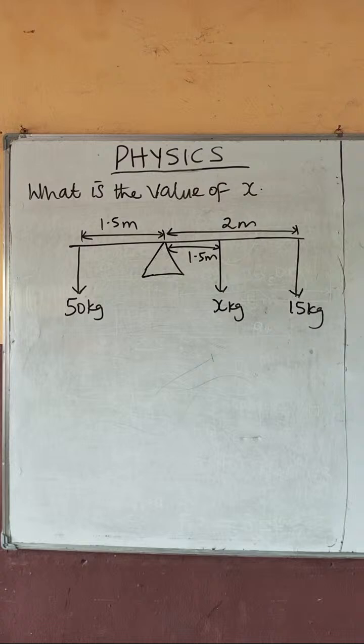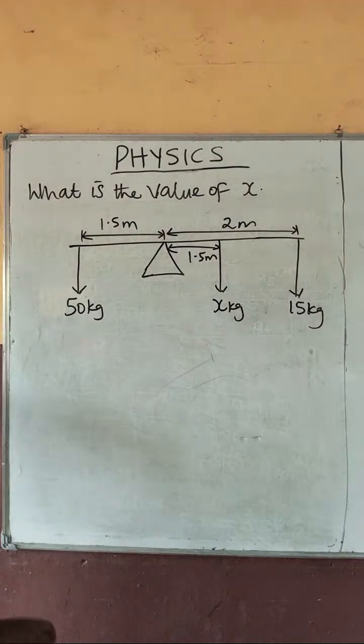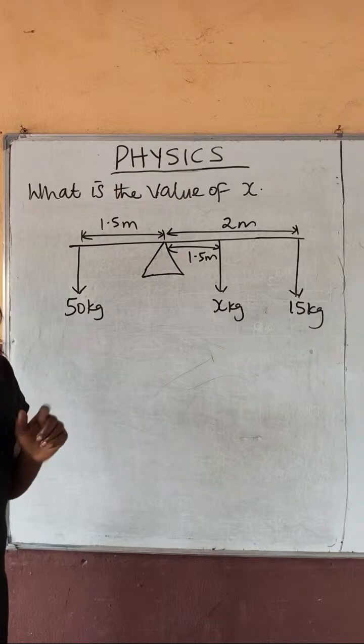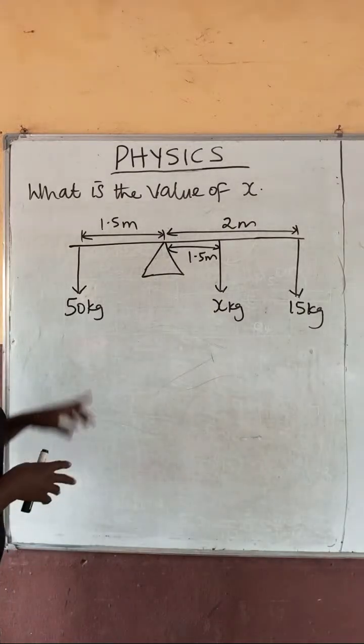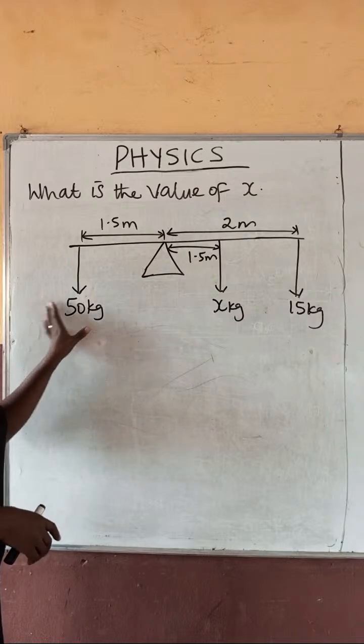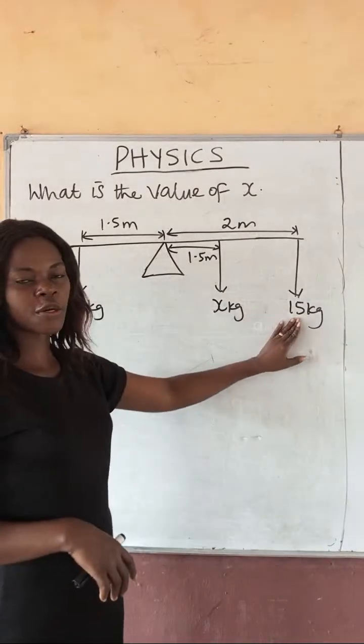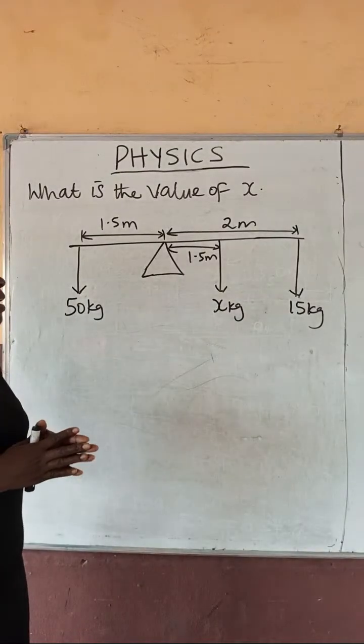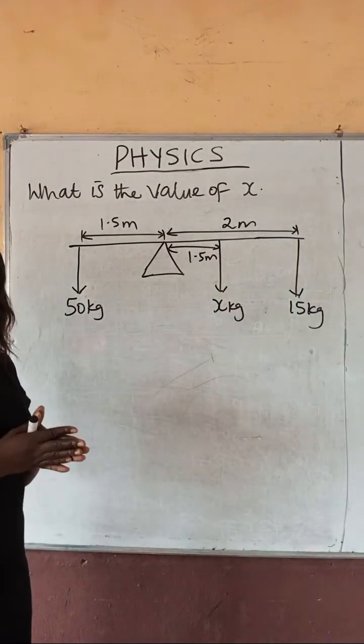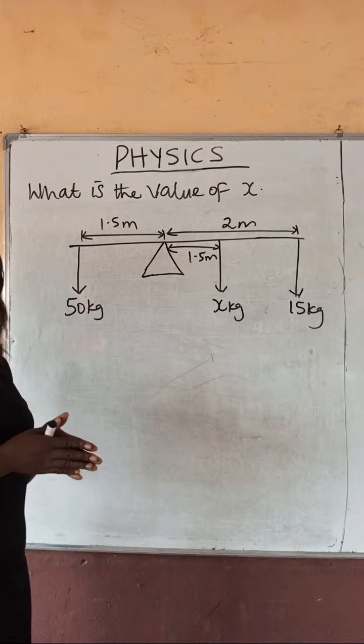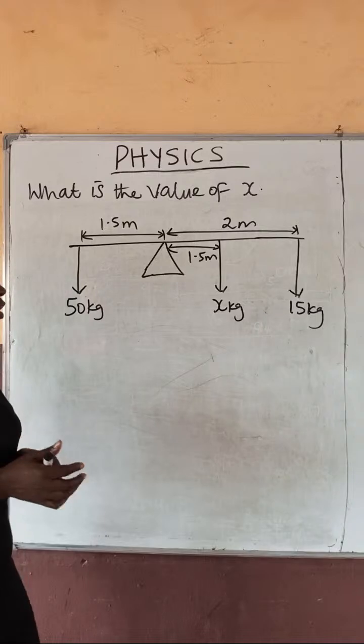All right, copy. Let's solve what is on the board. Look at this question. They say, what is the value of X? How can you solve this question? We have 50 kilograms hanging here, X kilogram, and 15 kilograms, and they gave us different distances for them. Now we're going to use clockwise moment and anti-clockwise moment. From the principle of moment, we equate them together to find the unknown, okay? All right, so let's go.